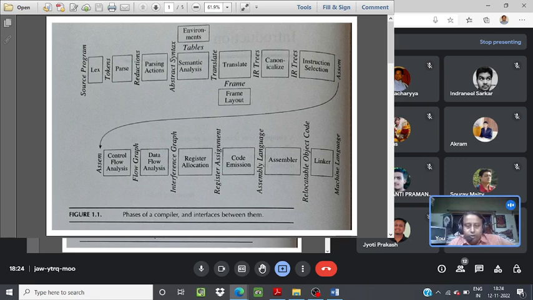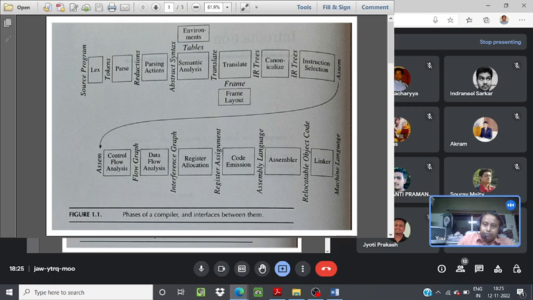First is the source program, which the compiler converts into machine language or assembly language. The lexical analysis output is a stream of tokens, and after that comes parsing, a process of transforming the data from one format to another, then the reduction and parsing actions. Parsing we will discuss tomorrow. Then abstract syntax, semantic analysis, translation from the frame, IR trees which are the intermediate representation, canonicalize, and instruction selection.